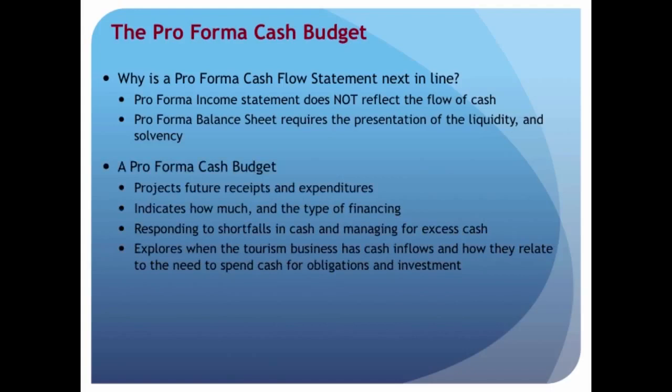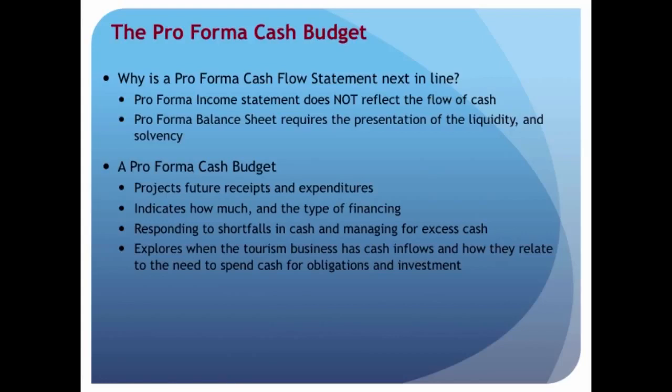A pro forma cash budget projects future receipts and expenditures and lets a business manager know how much and the type of financing might be necessary to maintain ongoing operations efficiently and effectively. Responding to shortfalls in cash by identifying new sources of cash is an important aspect of the budget. Also, managing for excess cash by increasing short-term investments, for example, or taking advantage of volume discounts in purchasing, are all part of budgeting the flow of cash.